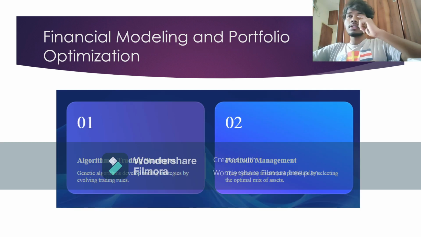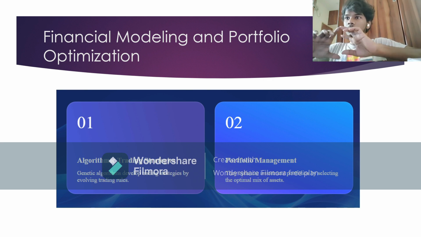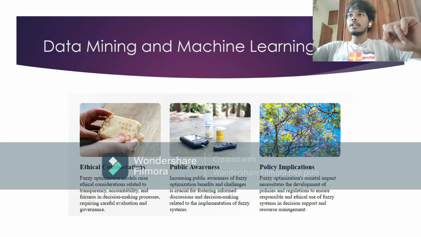Then we go to financial modeling and portfolio optimization. This includes algorithmic trading strategies. Genetic algorithms develop trading strategies by evolving trading rules. Portfolio management: they optimize investment portfolios by selecting the optimal mix of assets. So this PPT tells us about the data mining and machine learning part. This also plays a major role.